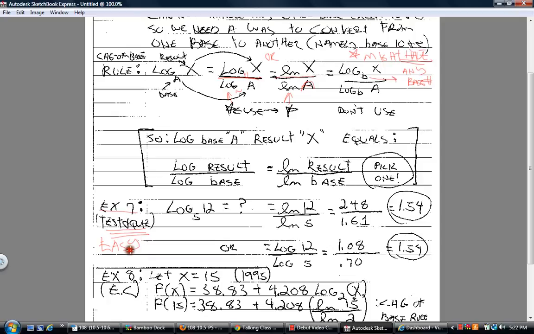How about if I write easy? Holy moly, I'm almost embarrassed to put these on the problems. Once you know what to do, take the natural log of the result divided by the natural log of the base. Go in your calculator, punch them in. There's 2.48. Take the natural log of 5, get 1.61, divide them out, 1.54. If you choose to use log, result 12, base 5, punch them in, 1.08 divided by 0.7, you get the same answer.